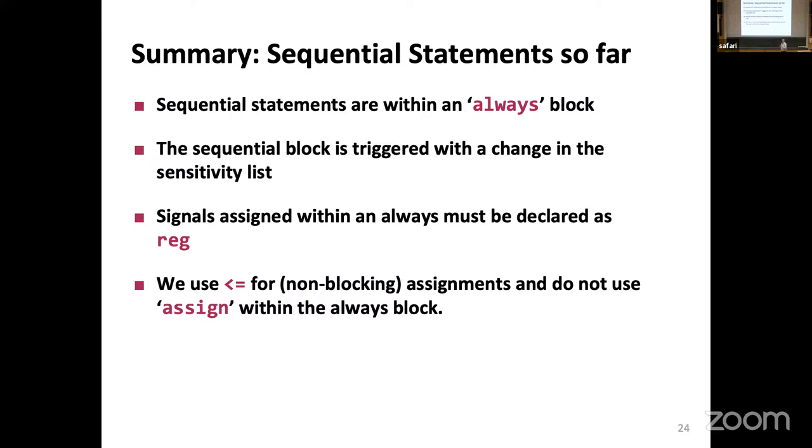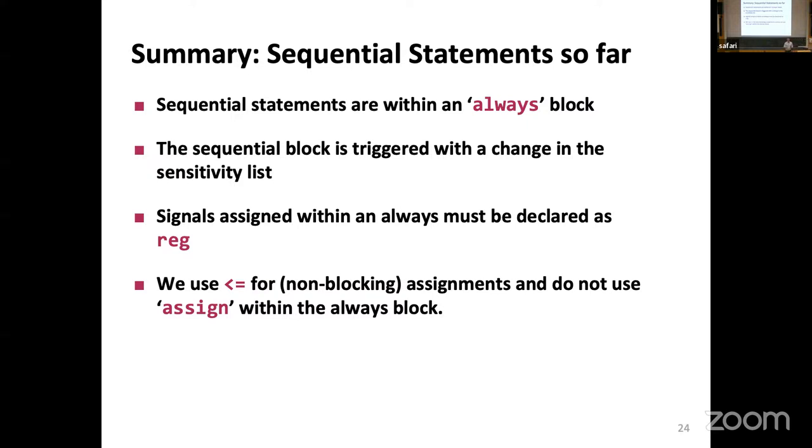Whenever you want to make a sequential statement, use an always block. The sequential block is triggered with a change in the sensitivity list. We still didn't really talk about what an always statement looks like, and a lot of people are asking me. We are doing this because we want to describe specific circuits, not generic ones, for sequential statements.